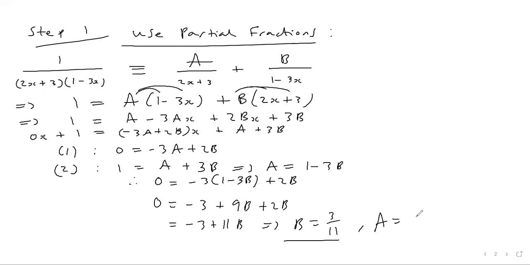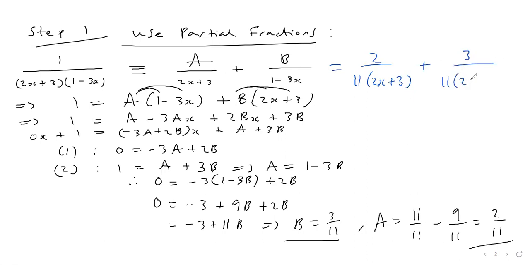And so a is going to be 1 minus 3b. Well, the number 1 is just 11 over 11, take away 3 times 3 over 11. 3 times 3 is 9, so 9 over 11. You will therefore get 2 over 11. So a is 2 over 11. Therefore, our partial fractions are 2 over 11 times 1 over (2x plus 3), in addition to 3 over 11 times 1 over (1 minus 3x). So we get this result there.